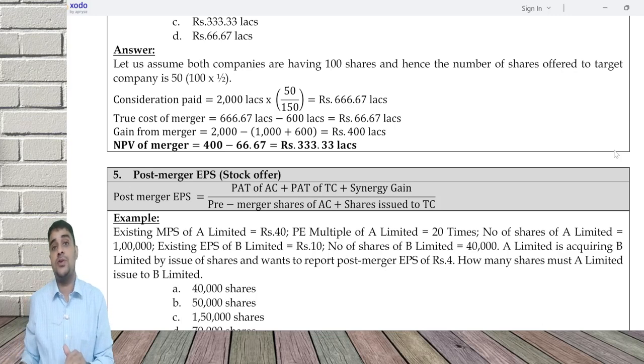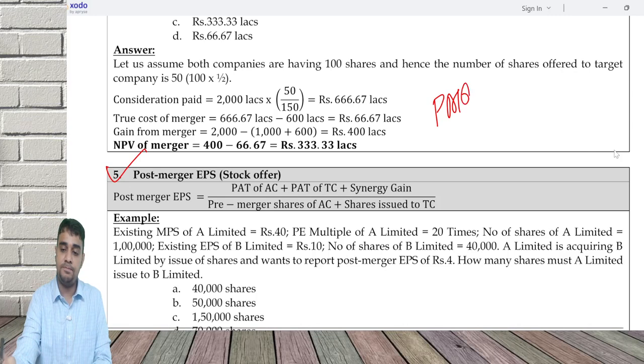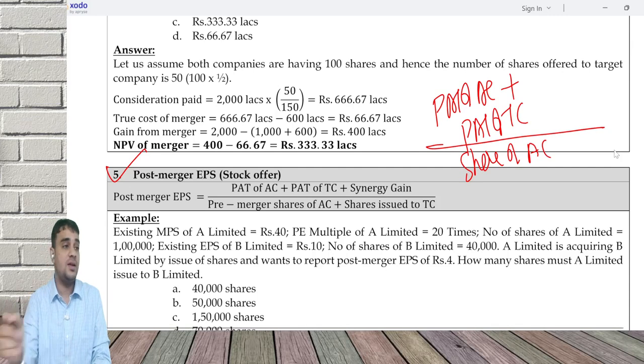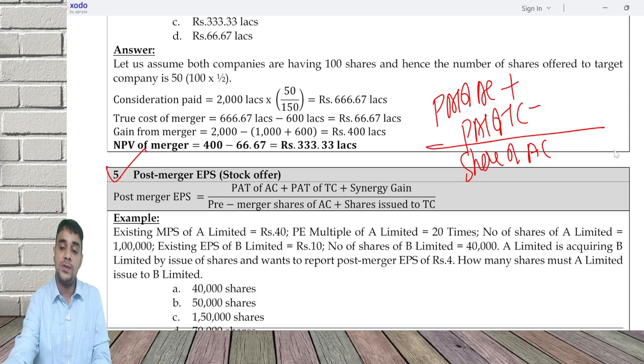If you do a cash offer, there's the PAT of AC, add the PAT of TC. The denominator will be the shares of AC alone. TC shares will not come, because in a cash offer I am not going to allot any extra share. Then it will be a huge benefit, but there's one disadvantage: minus interest cost or opportunity cost.